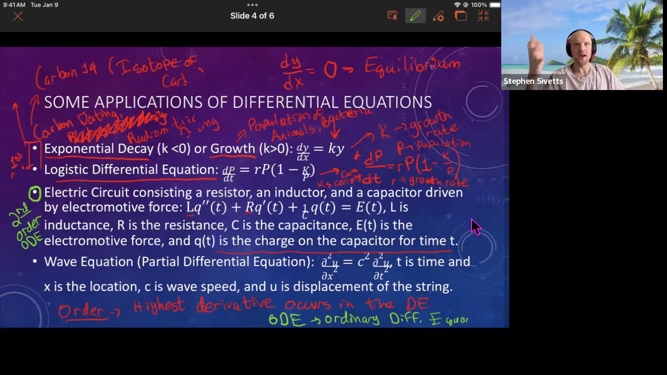It's a differential equation that involves one independent variable, right? If you notice in the first three examples, we only have one independent variable, so namely x in the population or decay differential equation. T was the independent variable for the logistic differential equation, also with T here too, right? And so once again, the order of a differential equation is the highest derivative that occurs in the differential equation, right?